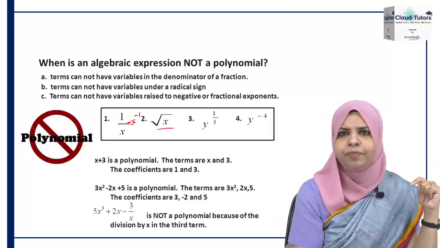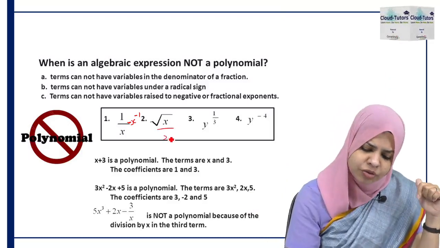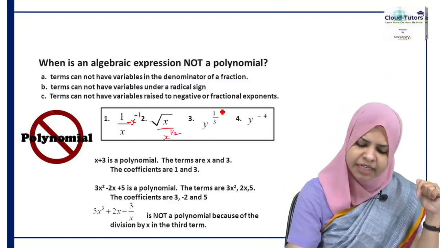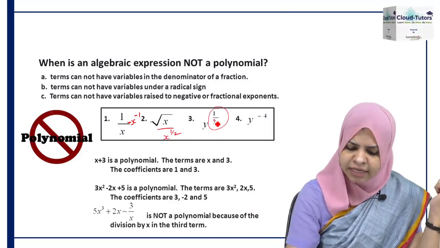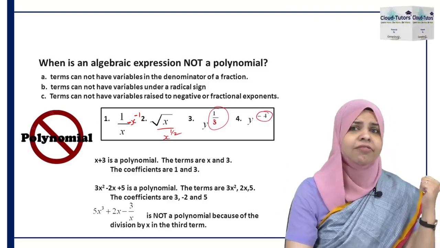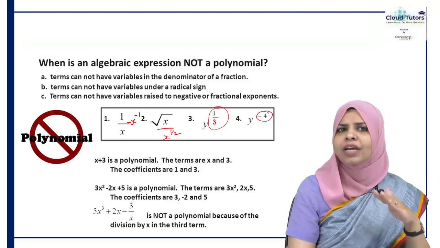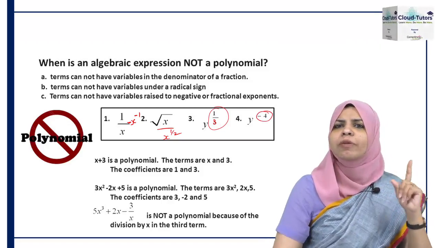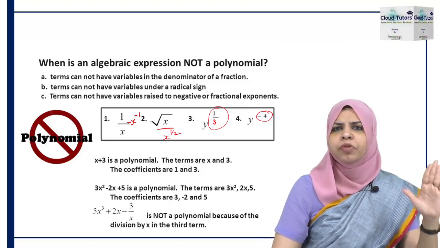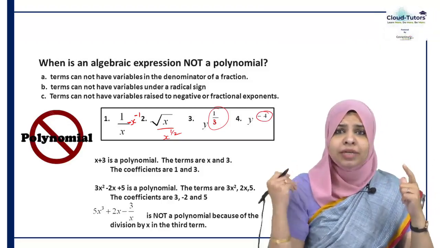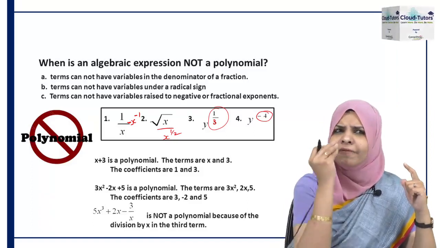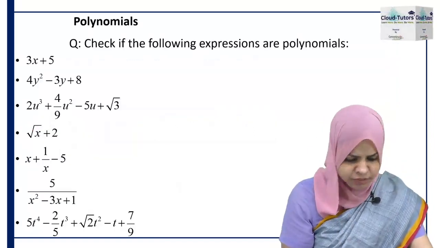What about this one? It is x raised to half. And definitely this is 1 by 3. Again, not a polynomial. Here I have a negative degree. Therefore, again, not a polynomial. You should be very, very careful, because you need this even in the 10th grade. This is a very basic concept. Okay, let's move forward.